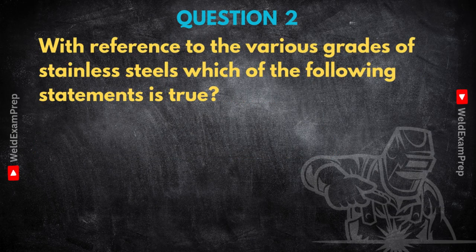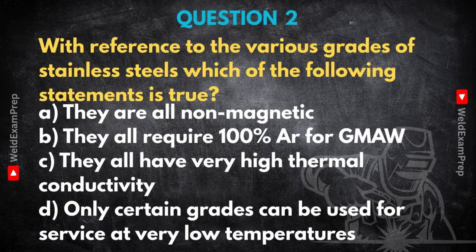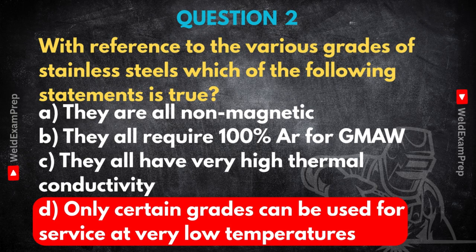Materials. Specifically, stainless steels. The stainless family. Always interesting. Right. So many types. Here's the question. With reference to the various grades of stainless steels, which of the following statements is true? Options. A, they are all non-magnetic. B, they all require 100% argon for GMAW. C, they all have very high thermal conductivity. D, only certain grades can be used for service at very low temperatures.